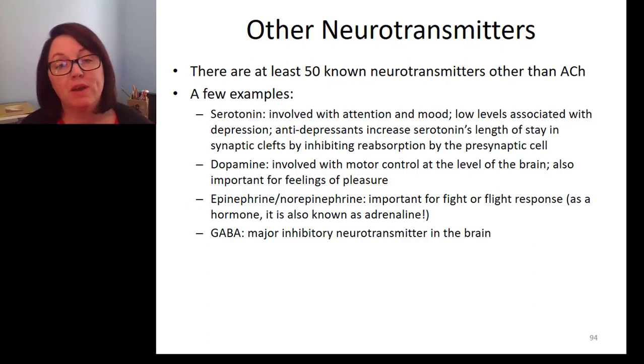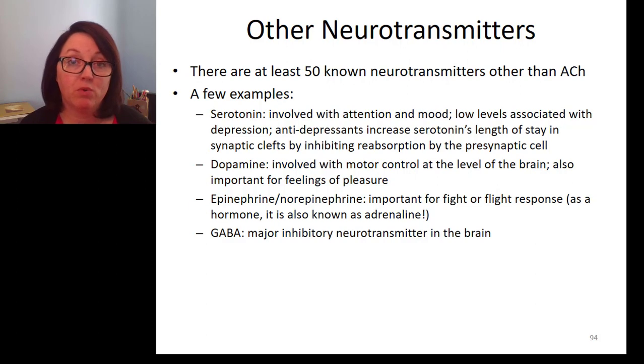Dopamine is another neurotransmitter you may have heard of. This one is really important for signaling in our brain for motor control, so when we want to send out messages for moving our muscles. But it's also really important in the brain for our pleasure signaling. Opioids play a role with dopamine. Epinephrine and norepinephrine are also neurotransmitters. They're very important for our fight or flight response, and you might know them better as adrenaline when we use them as a hormone. GABA is possibly another neurotransmitter you might have heard of. GABA is said to be a major inhibitory neurotransmitter in the brain because it tends to cause IPSPs in neurons.